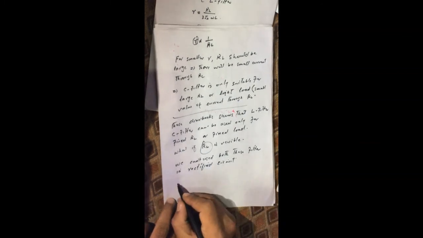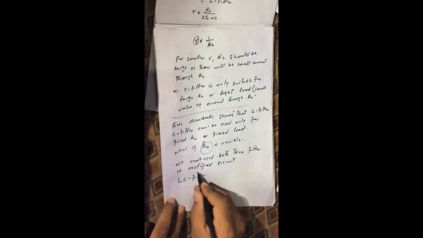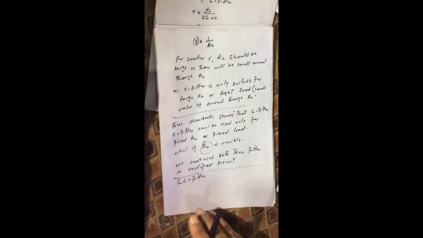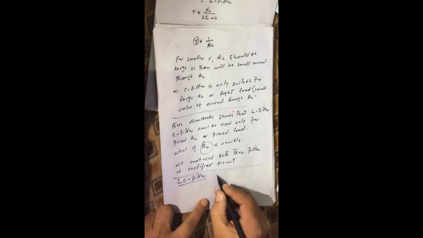Now it means that we need another type of filter, which we call the LC filter. So these two filters we cannot use in a circuit in which the load resistance is variable, or we have variable current. For such a circuit we use another kind of filter which is called the LC filter. This is also called the choke filter.